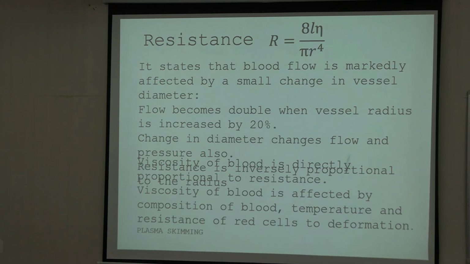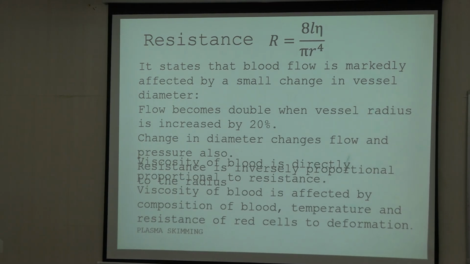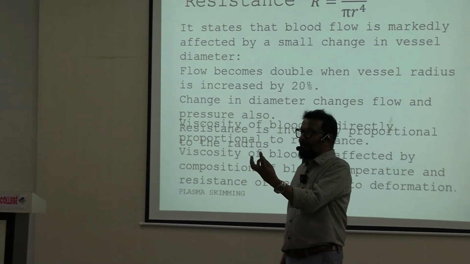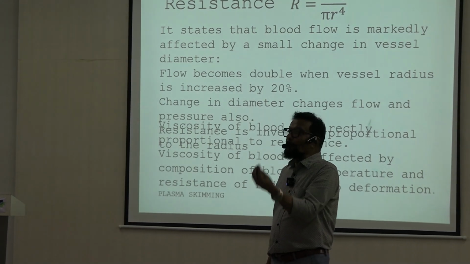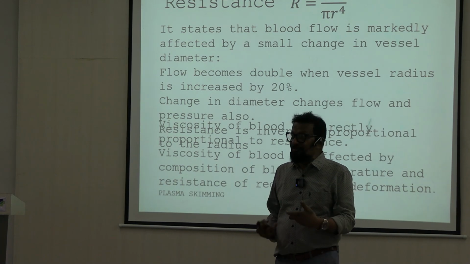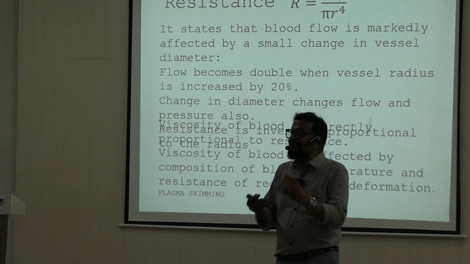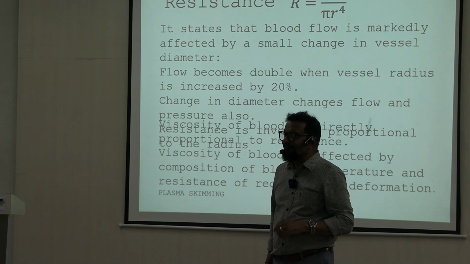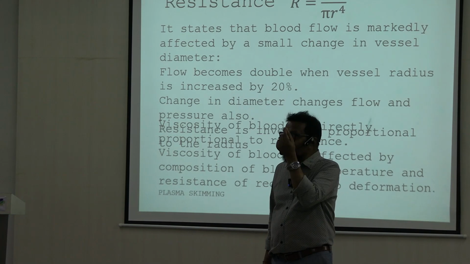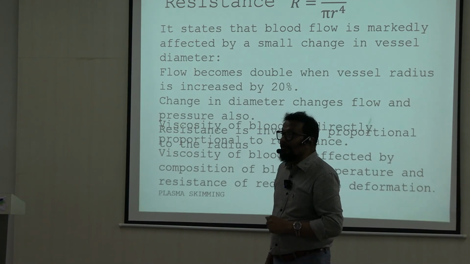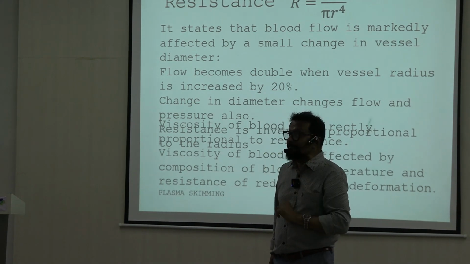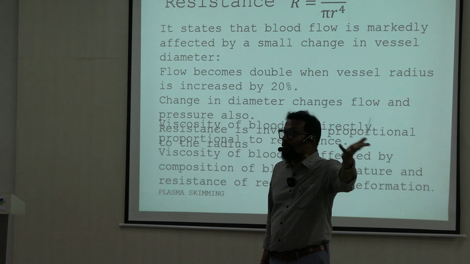Now viscosity again is dependent on the composition of the blood. In a condition where there is increased plasma protein, as a result, what will be there? Increased viscosity. So resistance will be increased. In such a condition, resistance will be increased. And increased resistance means what will happen to the flow? You know that.